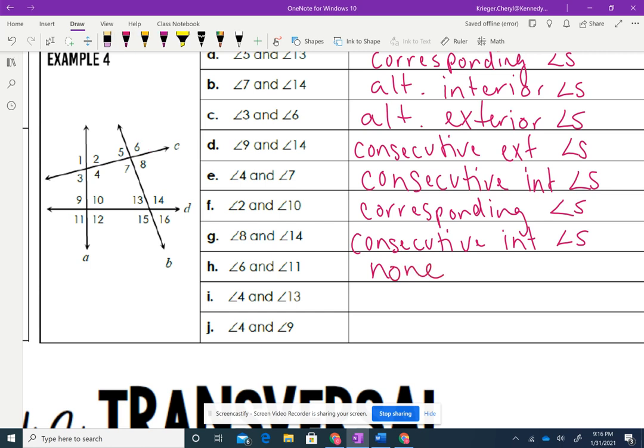How about 4 and 13? Angle 4 and angle 13. Where's the transversal? Can't find it? There's no relationship. How about angle 4 and angle 9? Well, hopefully you can see the transversal is A, right? They cross over the transversal. They're on the interior of C and D. Okay, so that makes them alternate interior.